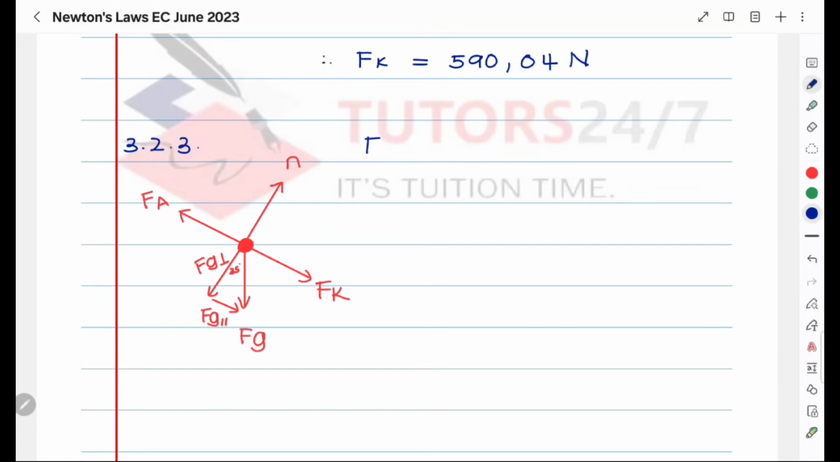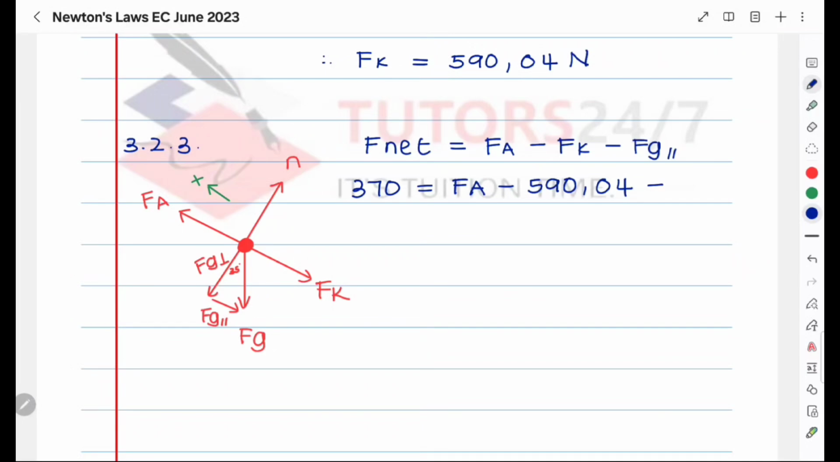So here we can state that F net will be equal to, I'm going to take up the slope as positive. So that would mean down the slope would be negative. So it is going to be applied force minus Fk minus Fg parallel. We know that net force was given as 370. Applied force is what we are looking for. Kinetic friction was just calculated as 590.04. And we need to find Fg parallel.